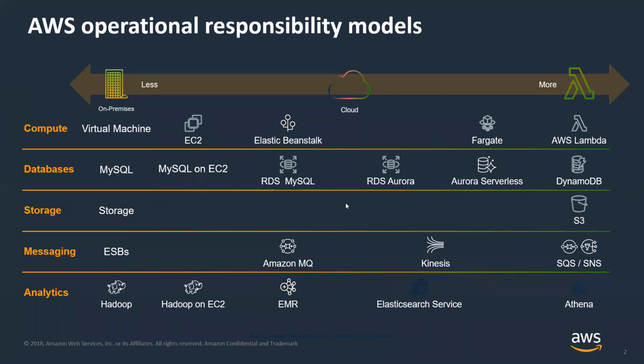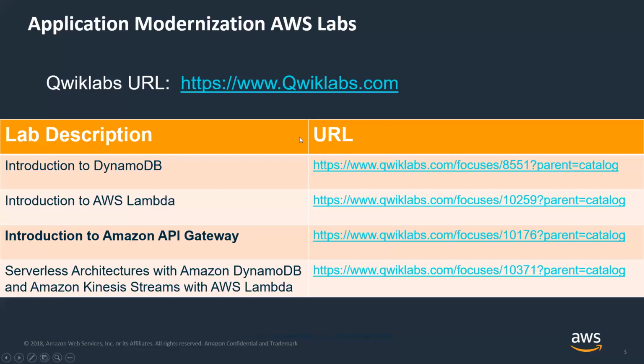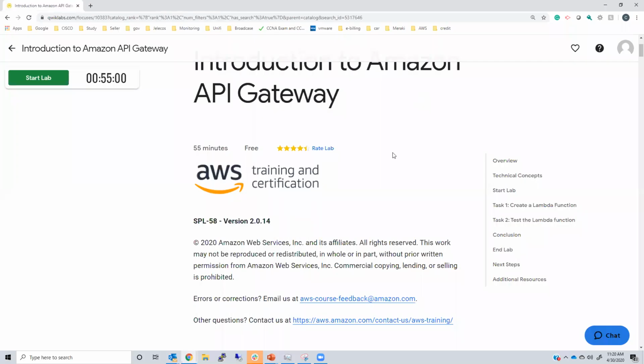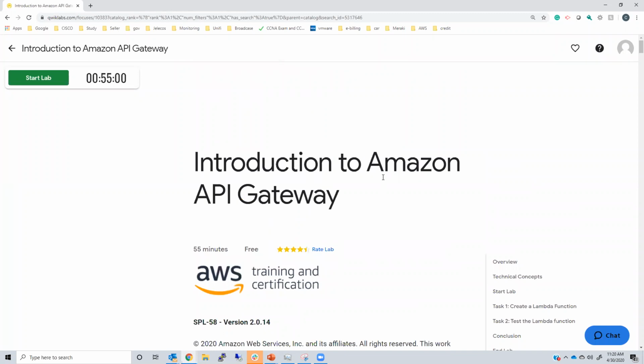So then moving right along with the labs, we're going to use the Quip Labs platform for running the lab. This is the recommendation that we have for you, so we're going to send this information to you. We will recommend you to run the introduction to DynamoDB, Lambda, and we're going to do today the Amazon API Gateway. But later, this lab over here is a more advanced intermediate lab which includes Amazon DynamoDB and Amazon Kinesis streams with Lambda. We're going to share some credits with you so you can run the labs by yourself. So you can either just watch the demo or feel free to run this lab in parallel.